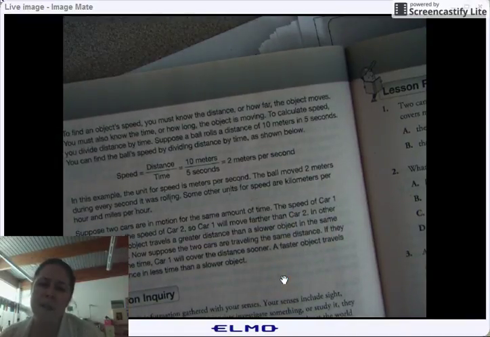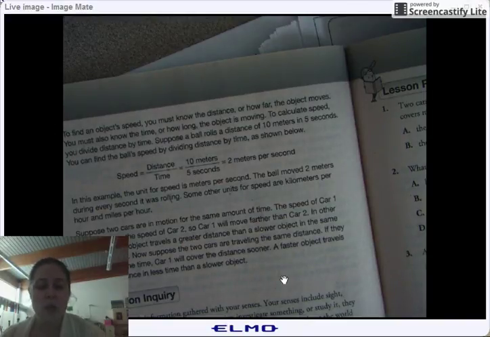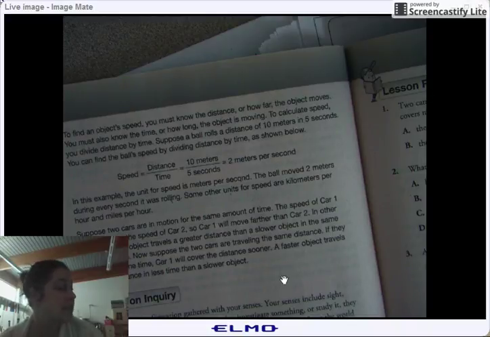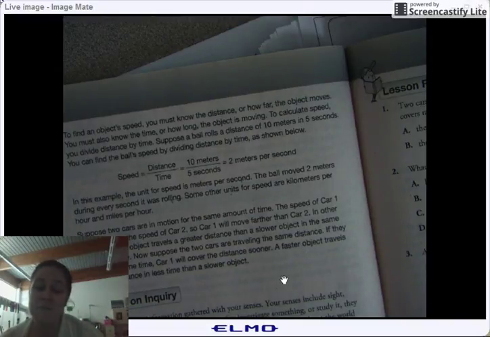Suppose 2 cars are in motion for the same amount of time. The speed of car 1 is greater than the speed of car 2, so car 1 will move farther than car 2. In other words, a faster object travels a greater distance than a slower object in the same amount of time. Now suppose the 2 cars are traveling the same distance. If they start at the same time, car 1 will cover the distance in less time. A faster object travels the same distance in less time than a slower object.